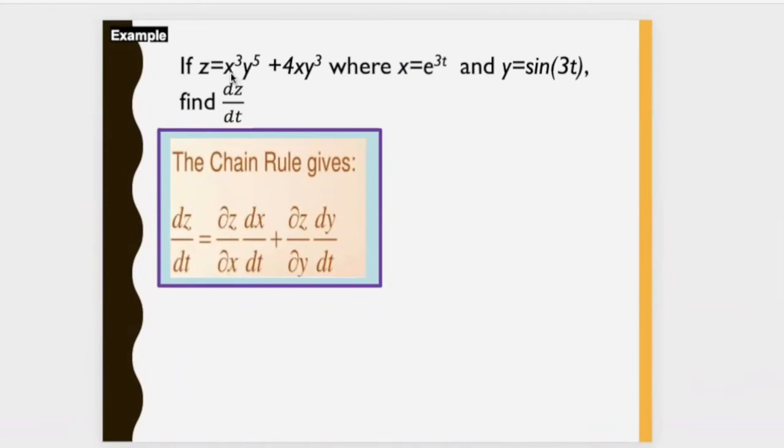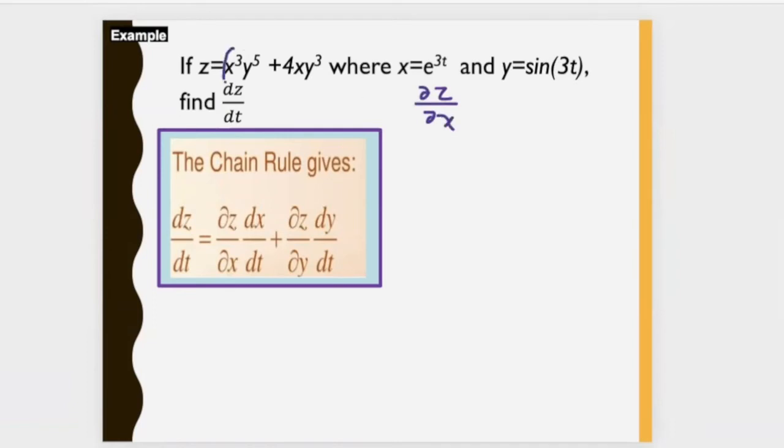And that's it. The next question: if z is equal to x cubed y to the 5th plus 4xy cubed, where x equals e to the 3t and y equals sine 3t, find the derivative of z with respect to t. Now, what's going to happen here is just as before, I need to find the partial derivative with respect to x, as indicated here.